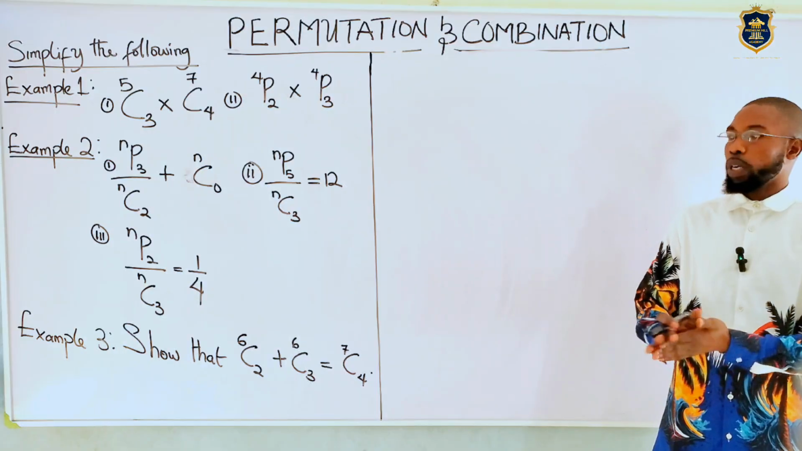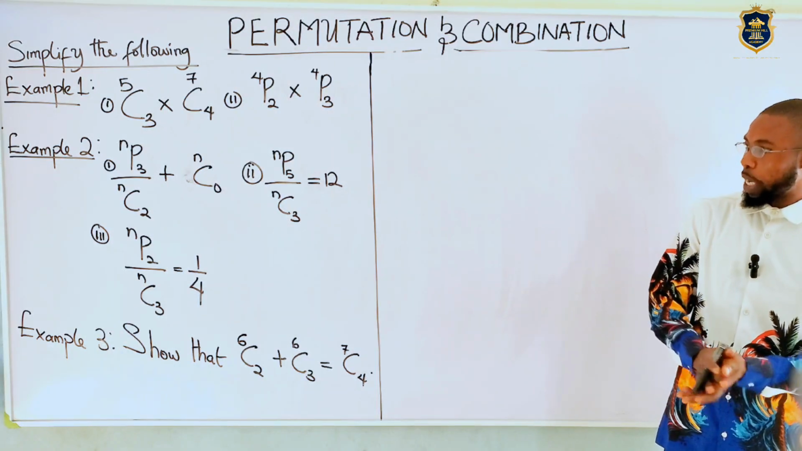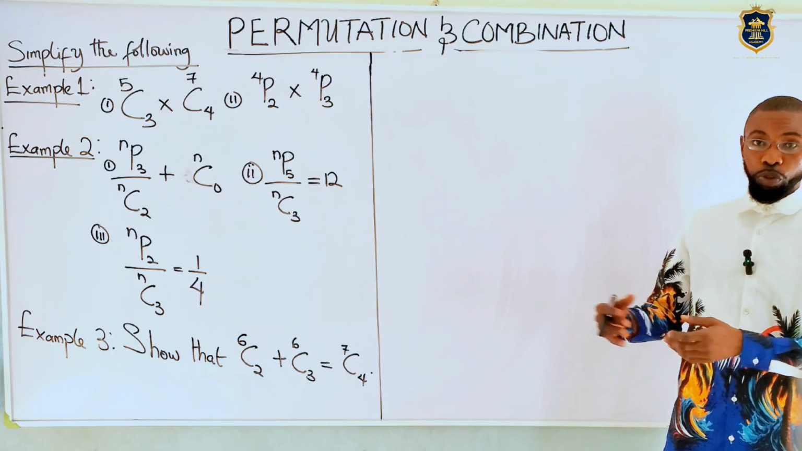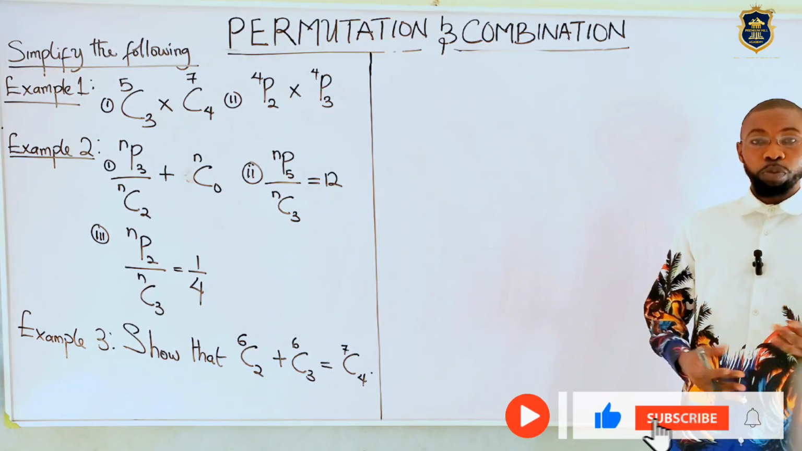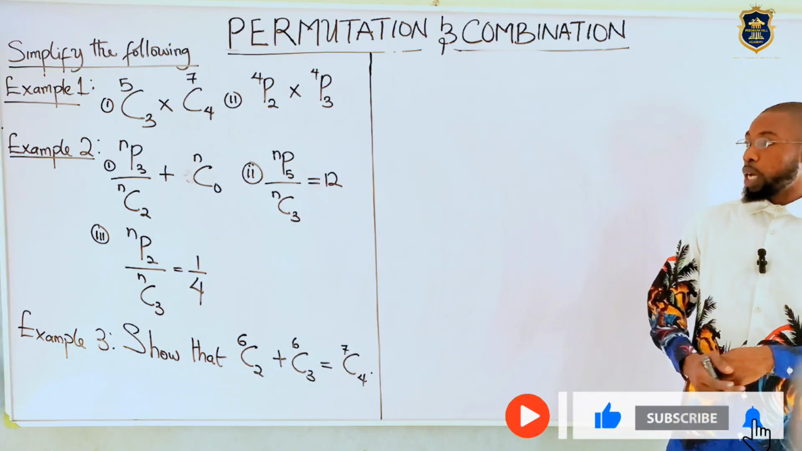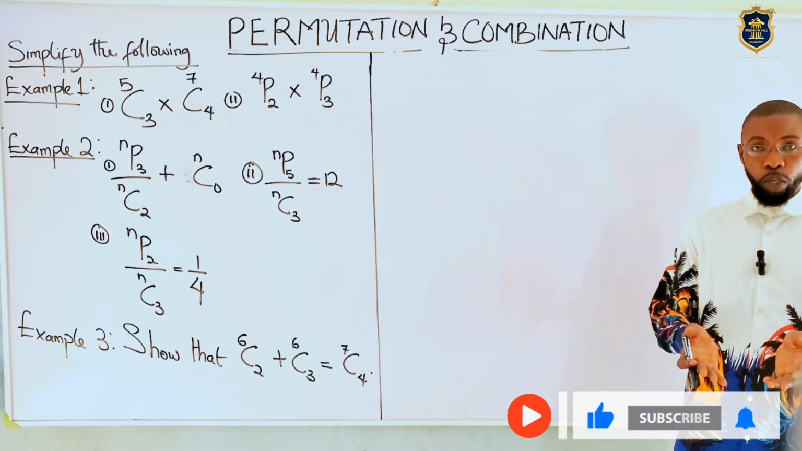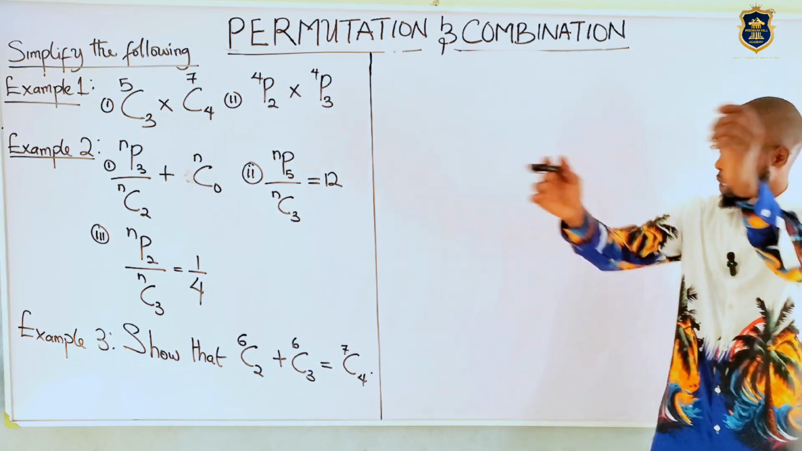All right, so let's get on with these questions we have on the board. By solving this question, I believe you are going to get conversant on how to manipulate between permutation and combination. By solving this, I believe you're going to get good with it, and then we'll proceed to other examples.